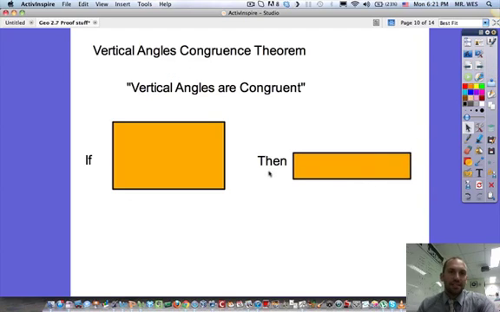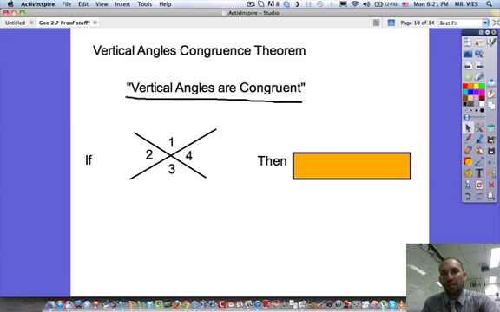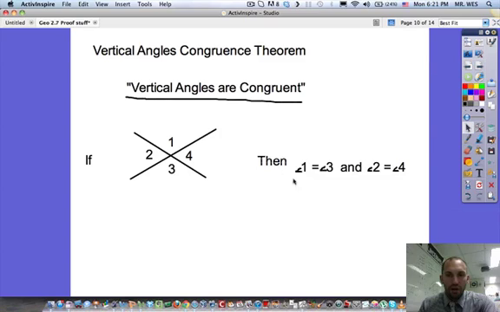And for the last theorem, we know the vertical angles congruence theorem. Basically, that says that vertical angles are, in fact, congruent. So let's take a look at what that means. If we have a situation like this, this means we have vertical angles here. Angle 1 will be congruent to angle 3, and angle 2 will be congruent to angle 4. So 1 to 3, 2 to 4.